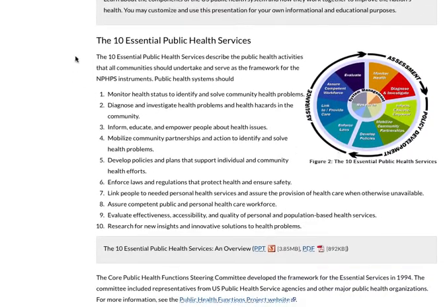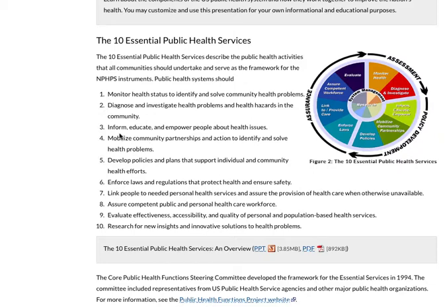And so these 10 essential public health services actually fall into the 3 core areas. The 3 core areas are assessment, policy development, and assurance. And each of these 10 essential public health services helps us to accomplish those 3 core areas. If you'll look at the list here, number 1 is to monitor the health status in order to identify and solve community health problems. Number 2 is diagnosing and investigating any health problems or health hazards that come up in the community. And those 2 things together really capture the assessment piece of public health services.